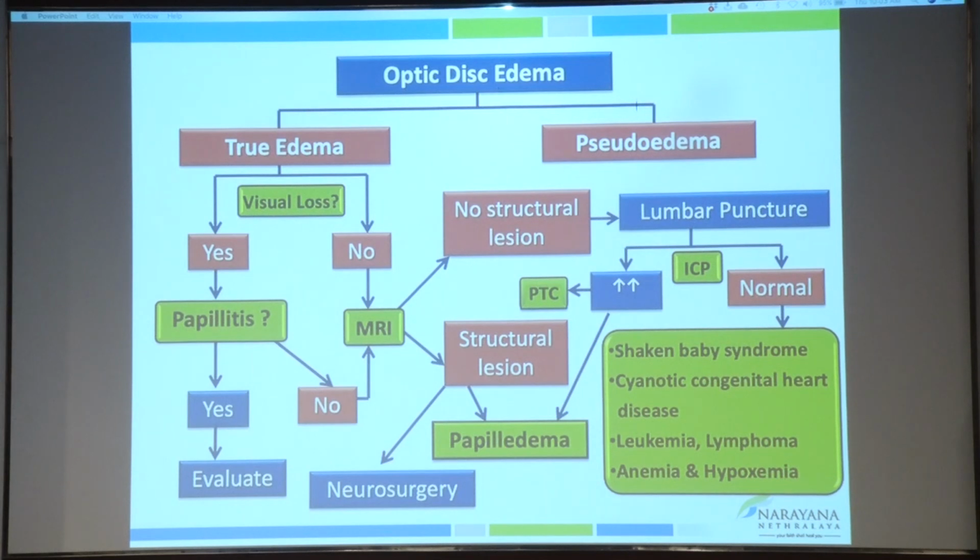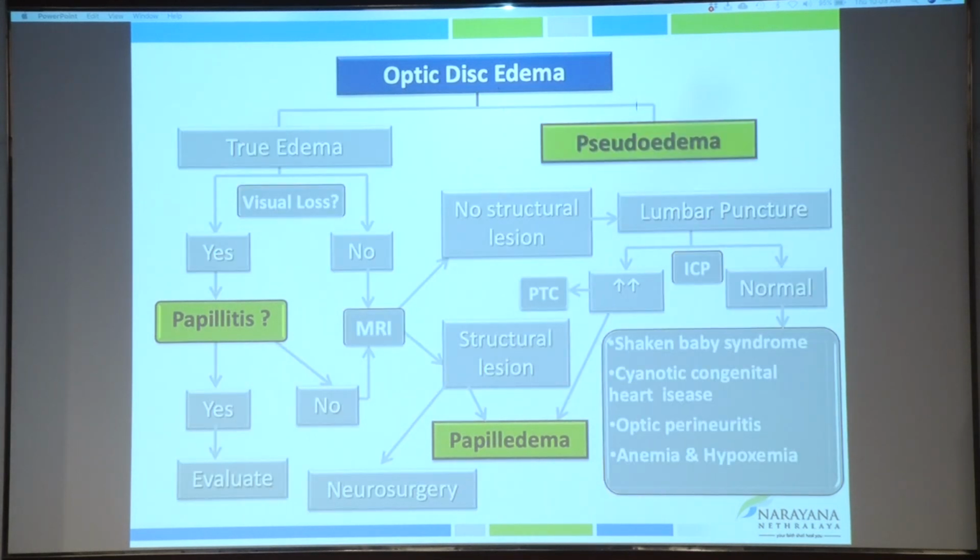So 3 important P's that you have to note: pseudoedema, rule it out, and unnecessary investigations are to be avoided. Papillitis, you need to treat it differently, and papilledema to treat along with, basically you'll need a pediatric neurologist to go ahead and treat these conditions.